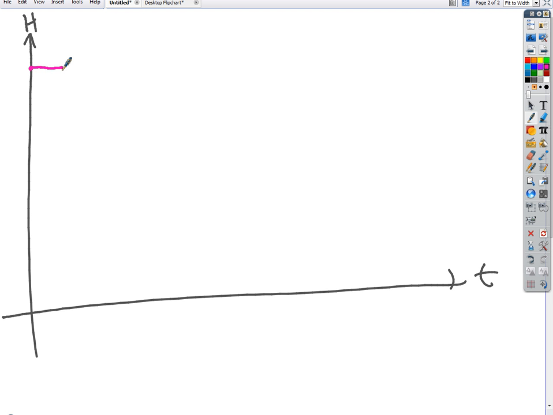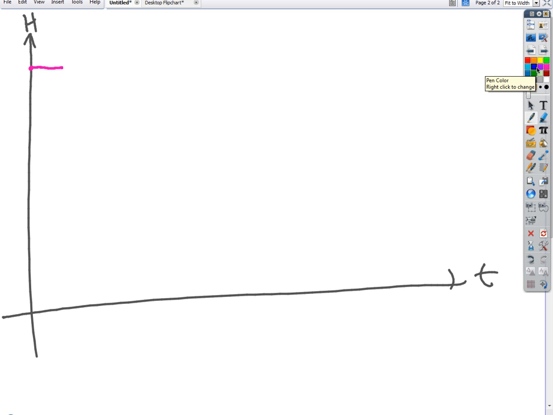He's going down, but I need more description than that. He's falling straight down. But what's happening to his speed? Going faster? Okay, he's accelerating. He's picking up speed, right? So the second part, I'm going to change colors.